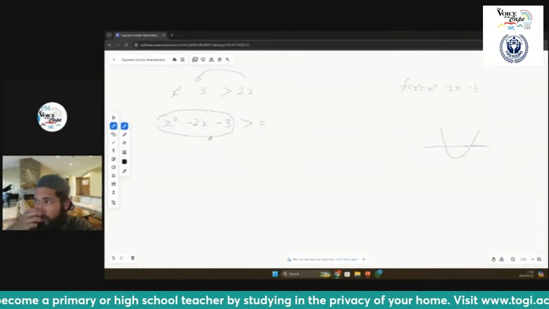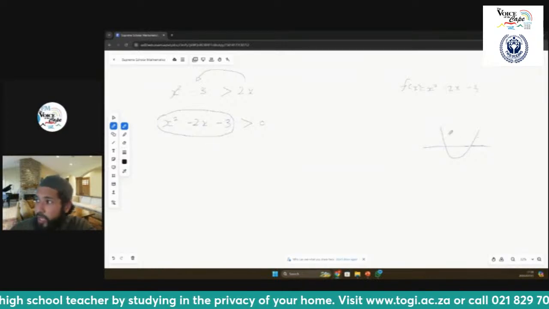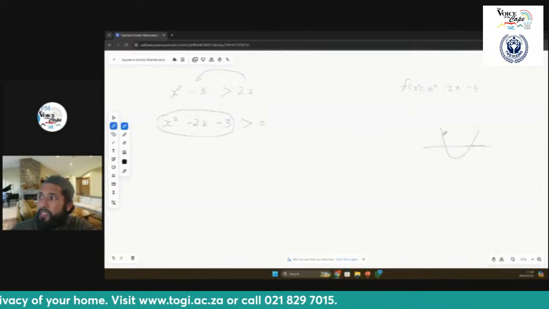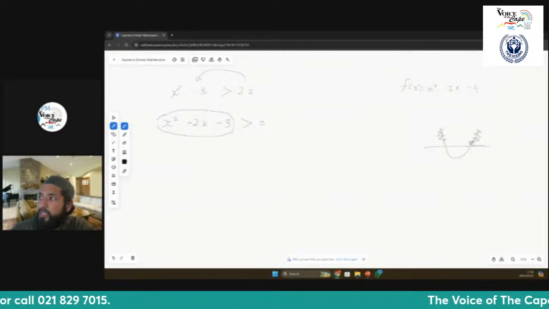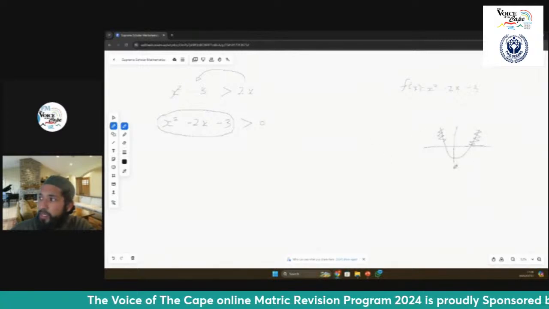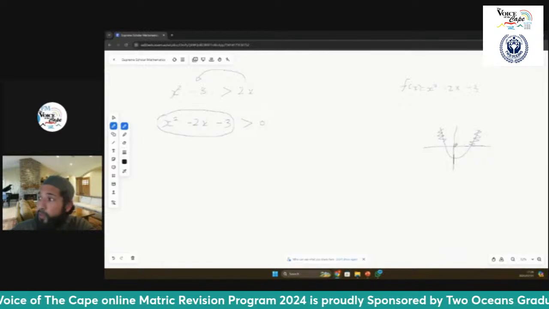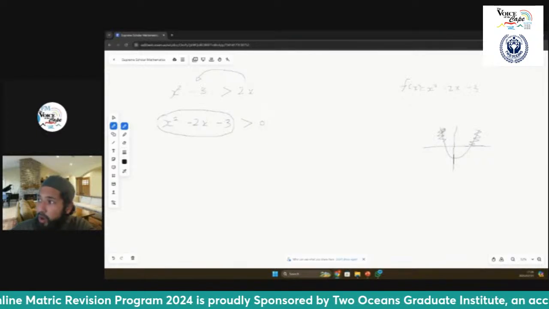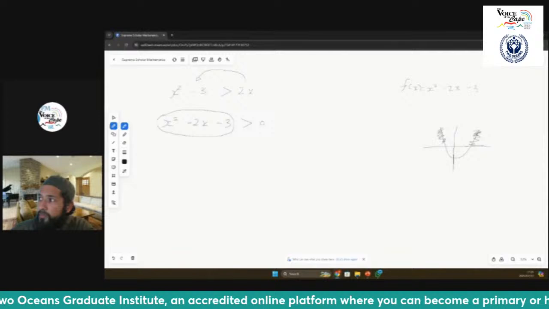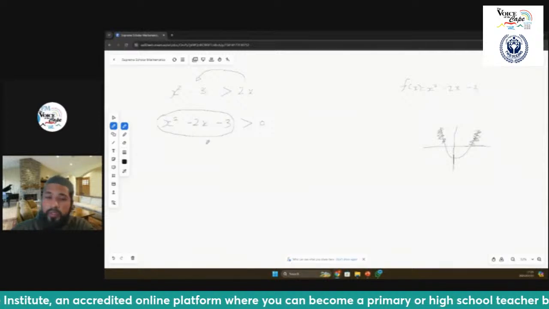So in other words, if I look at the graph, where is this graph positive? Obviously, the graph is positive above the x-axis, so this part over here and this part over here. We need to give the x values where the graph is positive, and it would be positive everywhere here and everywhere here. That's what the question is asking.